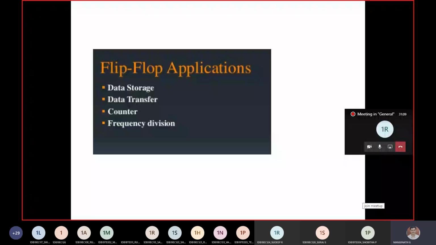As for applications, we mainly use them for storage, transfer, counting, and division of frequency. Without knowing the application, for what purpose we are using flip-flops and latches, learning the thing is meaningless. So try to have an analogy. Whenever you want to store some information, transfer it, count it, or divide it, you need to make use of flip-flops. Am I clear?